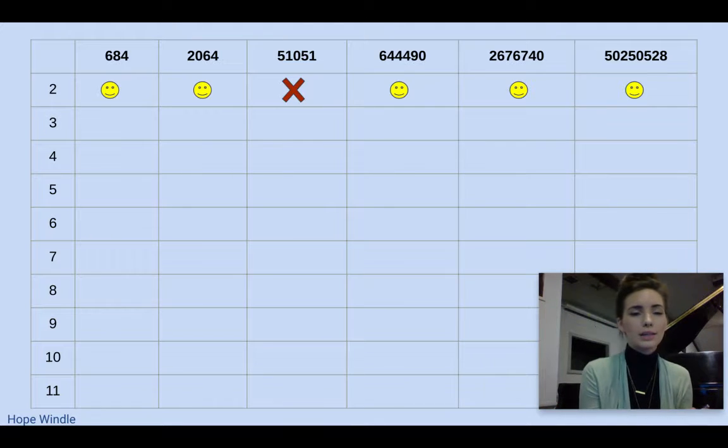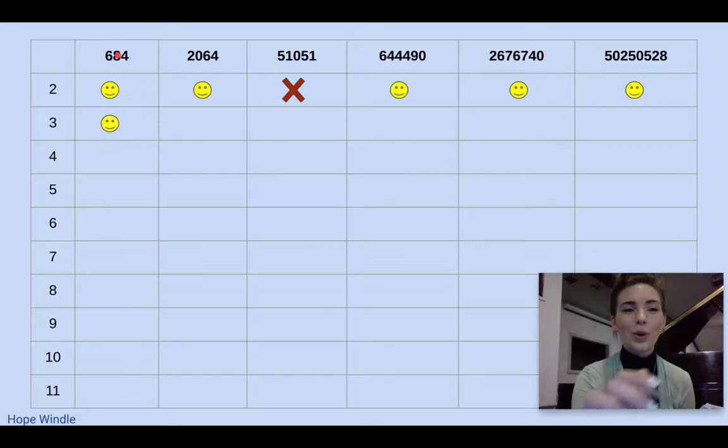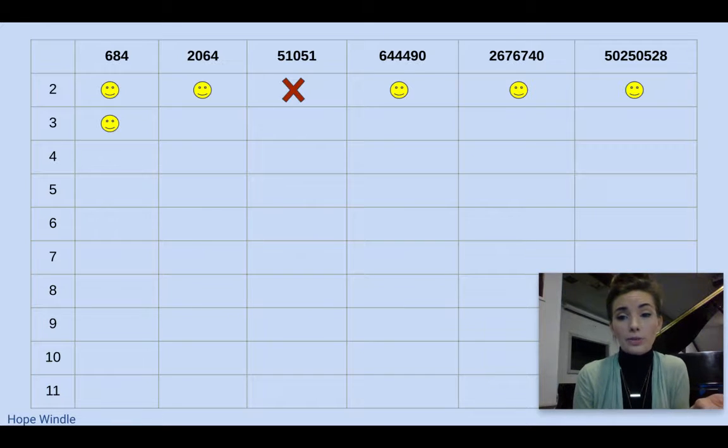Now for 3, it's going to be a little bit more interesting. For 3, we're going to total together the sum of the digits. Let me see if I can at least use a pointer. Okay, here we go. We're going to calculate the total of the numbers here. When we add together 6, 8, and 4, 8 and 4 is 12, plus 6 is 18. We can either know that 18 is divisible by 3, or break that down further and add 1 and 8 together, which gives us 9. And 9 is definitely divisible by 3.